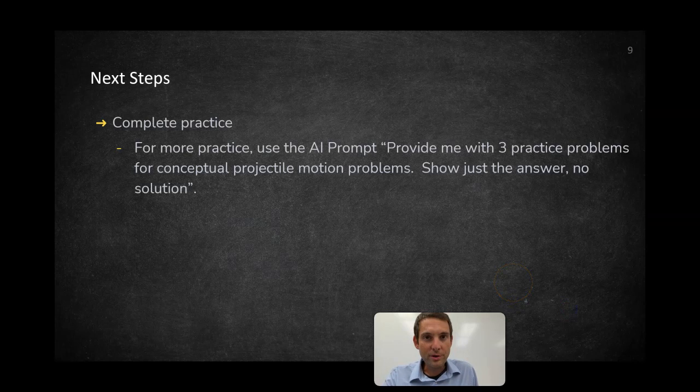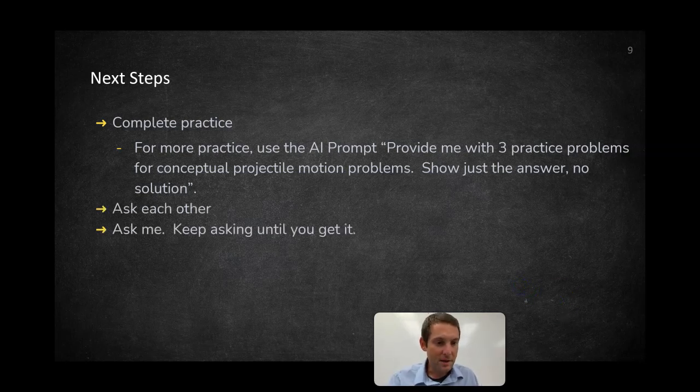Next steps, do some practice. There's not a whole bunch of new information with this lesson. If you do want more practice, use the AI prompt. Provide me with 3 practice problems for conceptual projectile motion problems. Show me the answer, no solution. Change that number from 3 to 10 to 20. Do lots of problems. Ask each other, ask me, and keep asking until you get it.